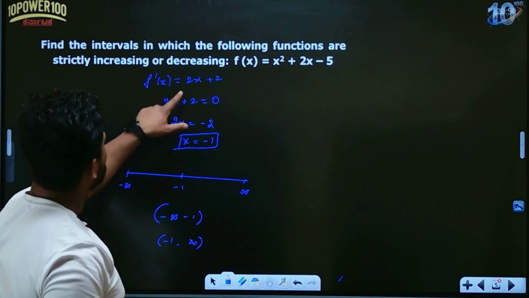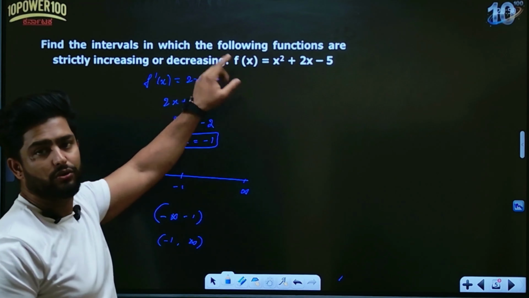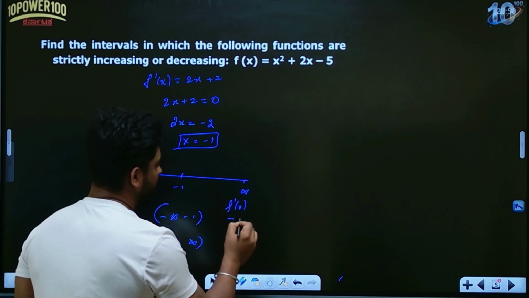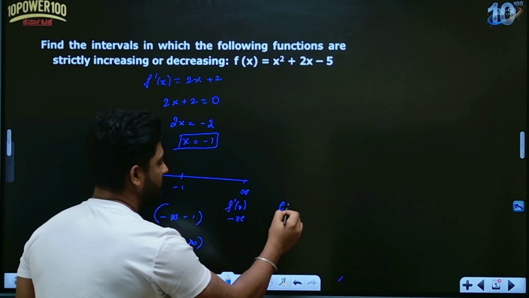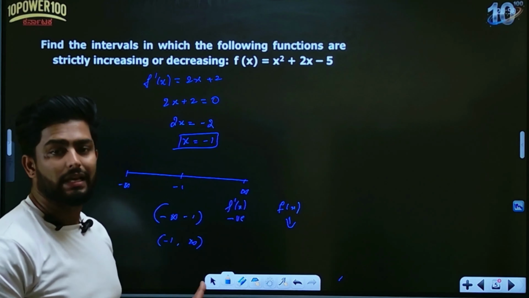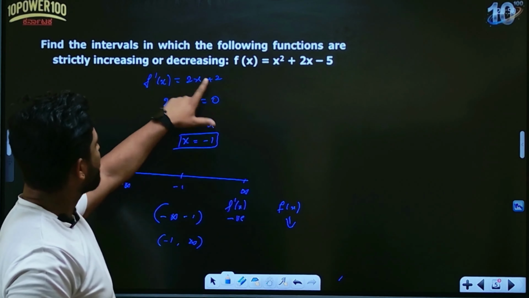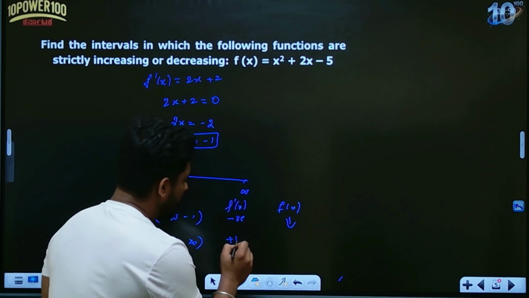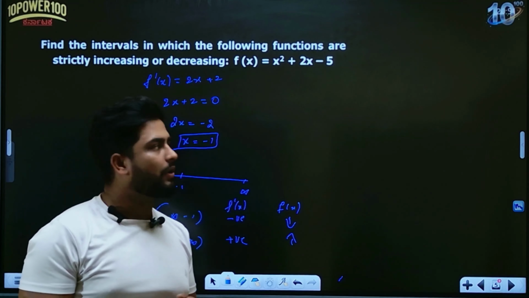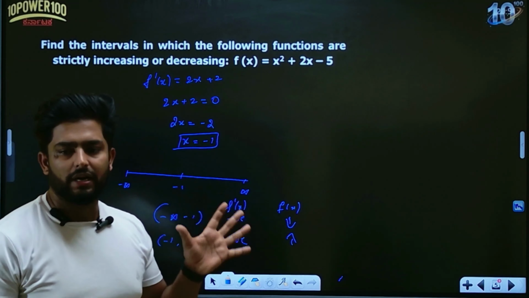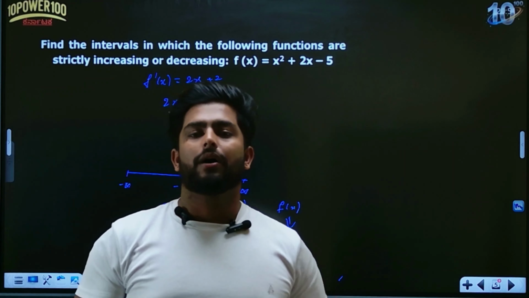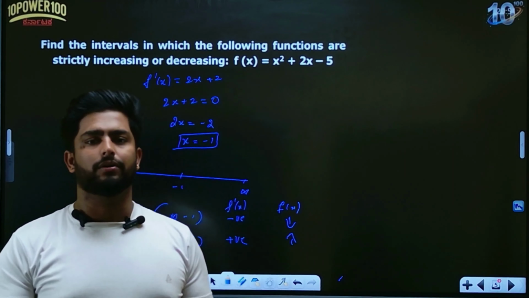We'll put minus 2 here: 2 2s are minus 4 plus 2, so negative comes. So this is f dash of x. f dash of x is negative, so f of x is decreasing. And we'll put 0. If we put 0, plus 2 comes, so this is positive. So this is increasing. So write the conclusion. That's it. Look at the way that I am solving. If you solve one problem this way, then everything else is the same. This is how you should solve the problem. Okay?